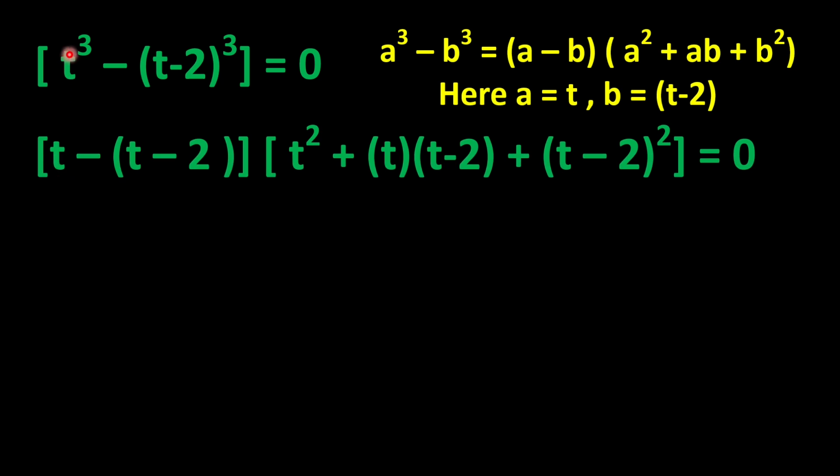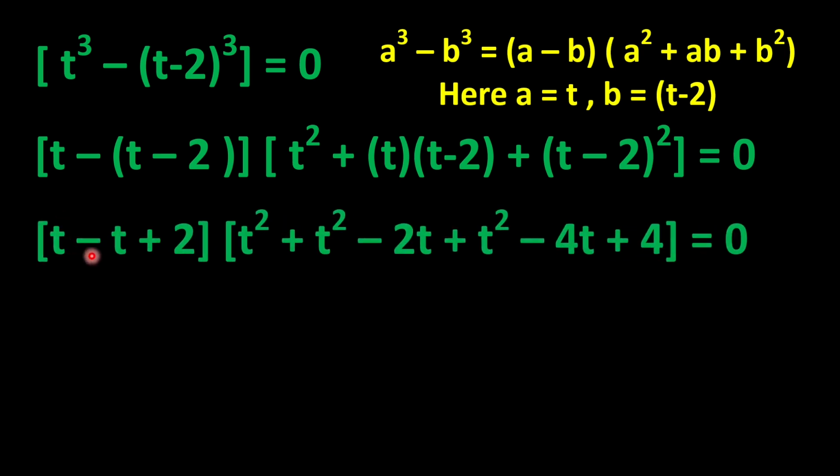So this will become (a minus b) into (a square plus ab plus b square) equal to 0. So this will become t minus t, and this minus when multiplied with this minus will become plus, so plus 2, and this t square, and this t when multiplied with this t will become t square, and this t with minus 2 will become minus 2t, and here this is in the form of (a minus b) whole square.